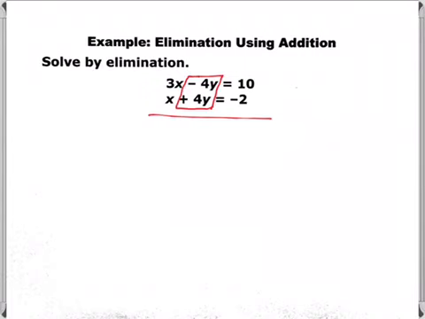So adding straight down, 3x and x become 4x. These two cancel out to give us 0. And then here we have equals 10 plus negative 8, or 10 plus negative 2 is 8. So in reality, we're left with 4x equals 8. And so now we solve this for x. We divide by 4. We get x equals 2.